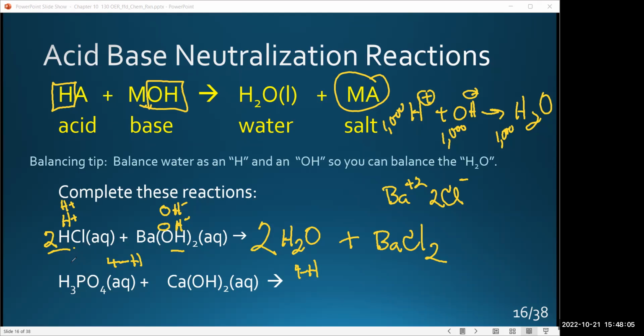The chlorides, we got 2 chlorides on the left side, and guess what? We got 2 on the right side. So they're good. We got 1 barium on the left, 1 barium on the right. Everybody's happy, we're balanced. And we did that how? By following the protons and the hydroxides. The corresponding salt balances itself by default.